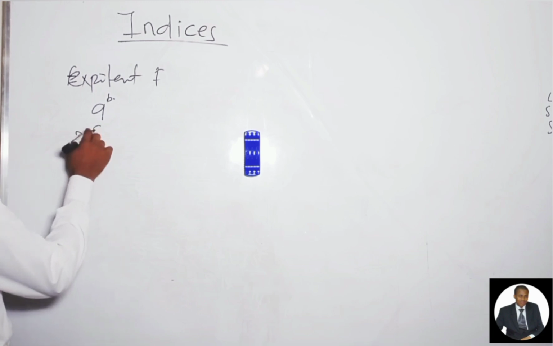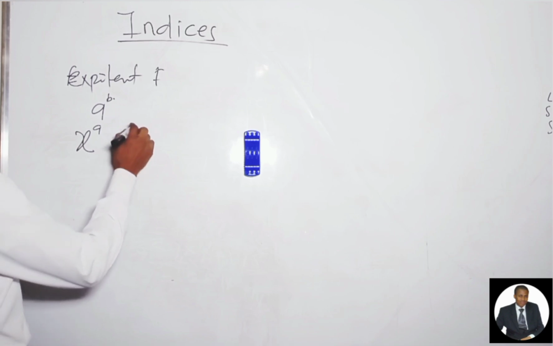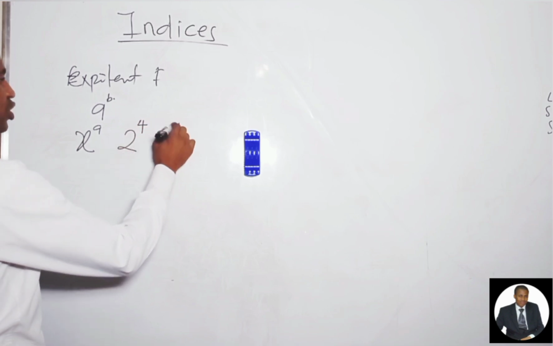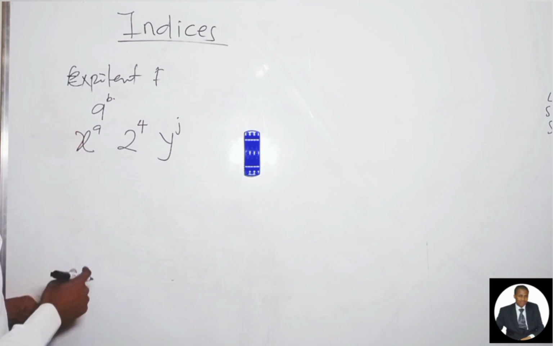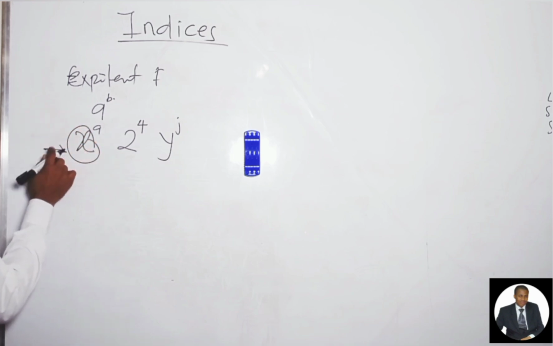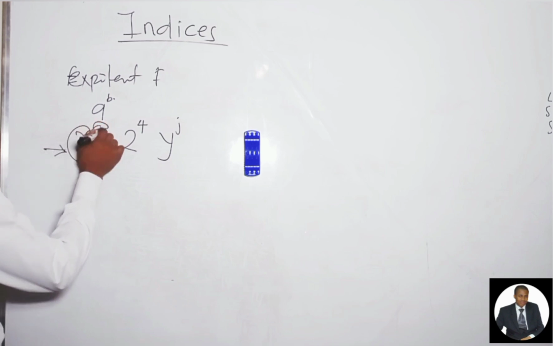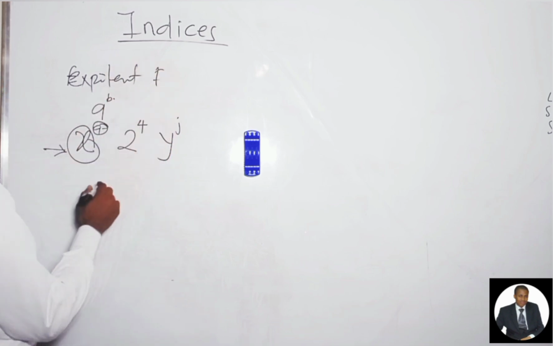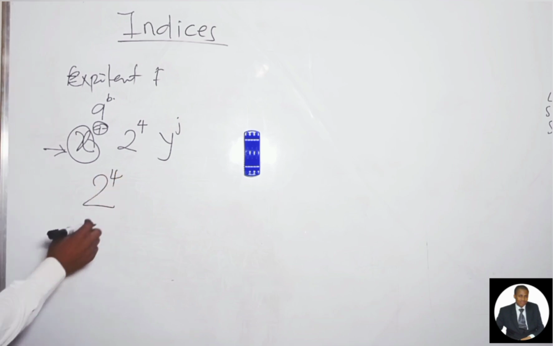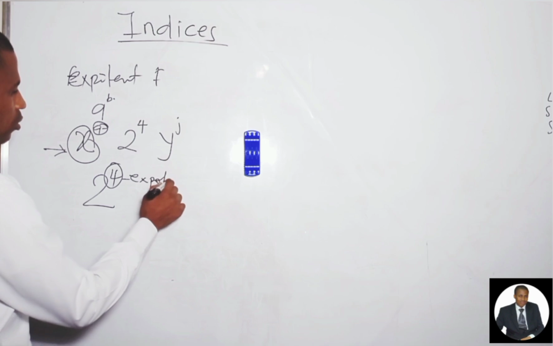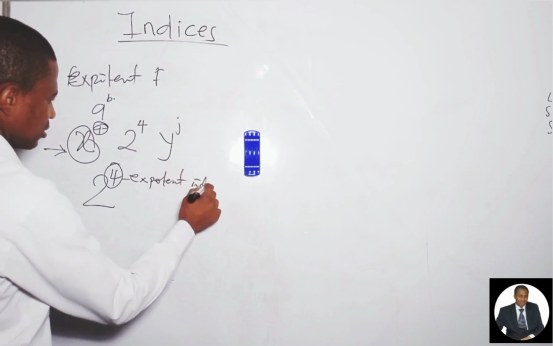x is raised to the power of a, 2 is raised to the power of 4, y is raised to the power of j. Then it means this x becomes our integer, while this becomes the exponent, the power to which something is raised. In 2 raised to the power of 4, 4 here is the exponent or the indices.